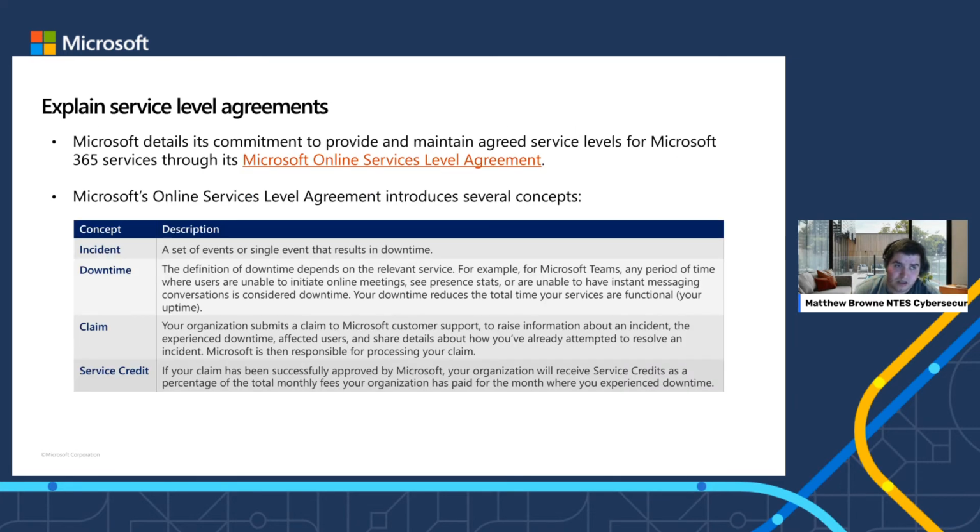and it's usually direct with them. So you have all the different SLAs, service level agreements, as Frank spoke about earlier. It defines the incident, the downtime, the claim, and the service credit. So Microsoft guarantees a certain SLA. And if they don't meet that, you are guaranteed to get service credit, and you can log your case with them, and they'll usually deal with it.